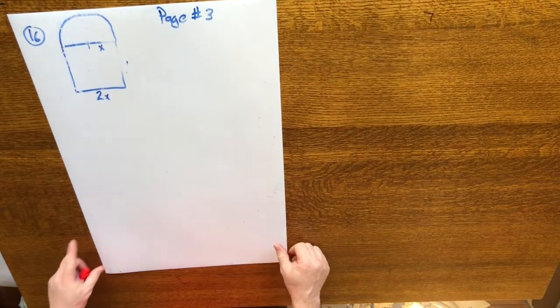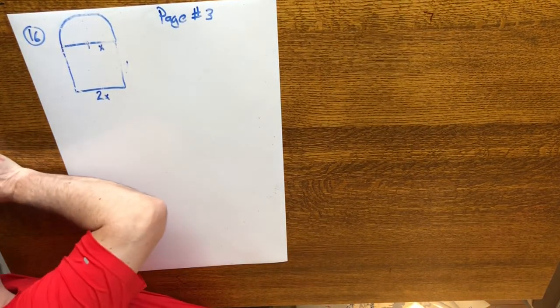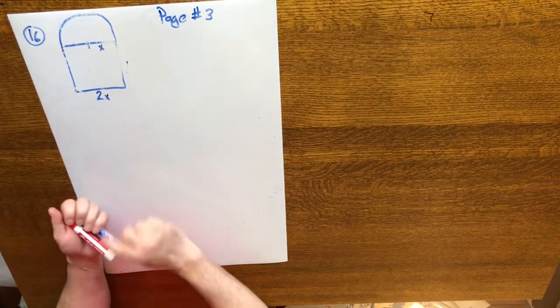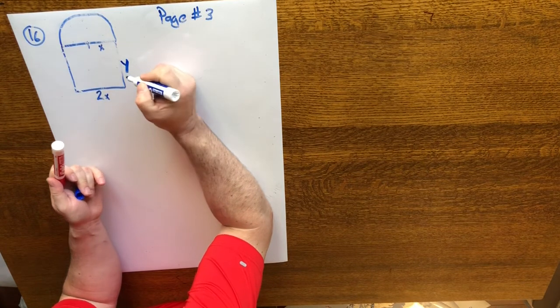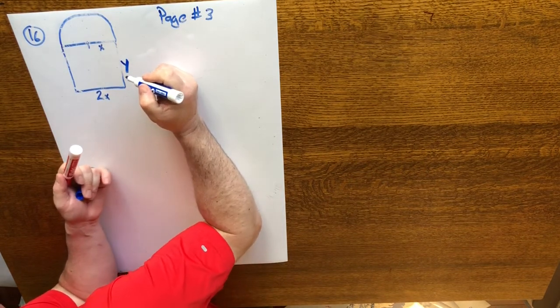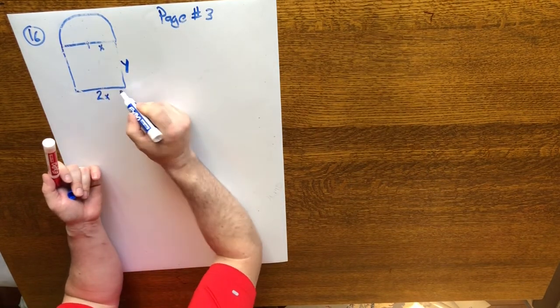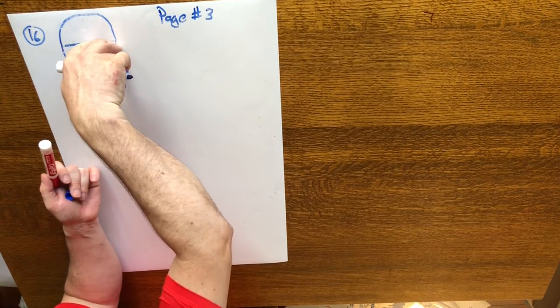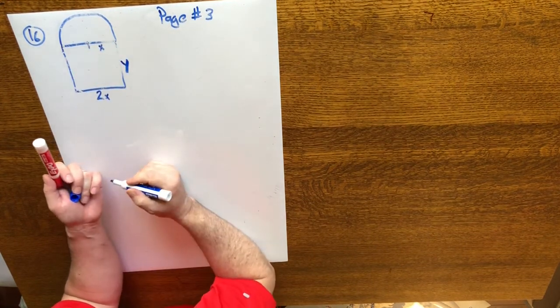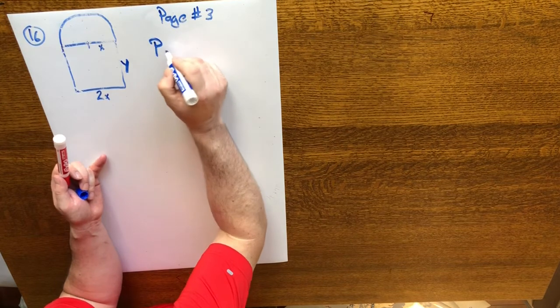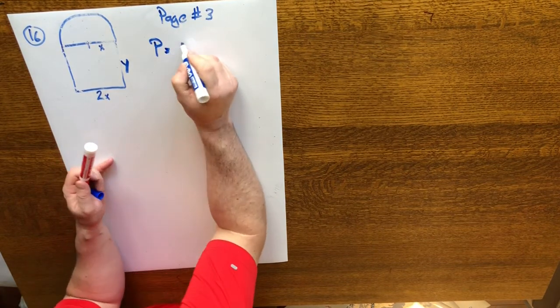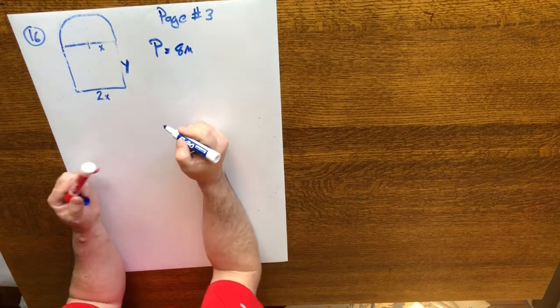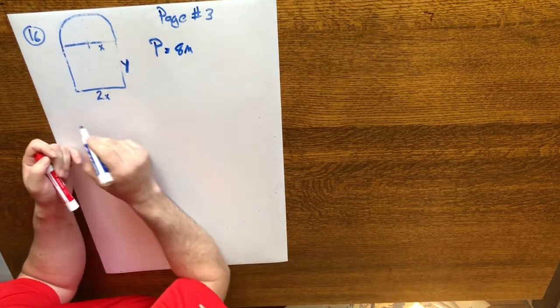The last question that I wanted to look at was number 16, where it's a Norman window. A Norman window has a semicircle on top of a rectangle, and they've identified the width of the rectangle to be 2x, so that the radius of the circle could just be x. And they tell us that the perimeter for this one is 8 meters.